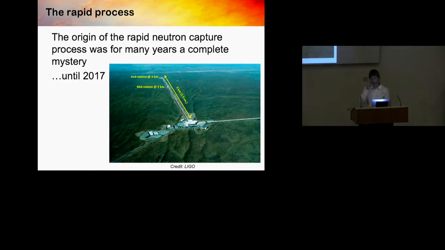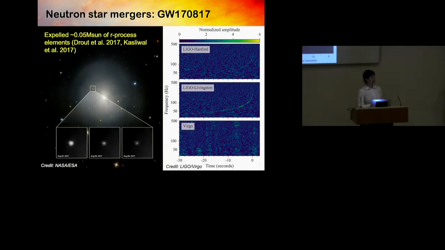So just a few words on the rapid process. There were lots of hypothesised sites up until about 2017, when LIGO Virgo detected the gravitational wave signature from a merging neutron star. This was really a monumental discovery because it also had an electromagnetic follow-up, and we could see the spectrum of this thing. So this really gave us evidence that neutron star mergers are a site of the rapid neutron capture process in nature. Unfortunately, it's still a little model dependent.